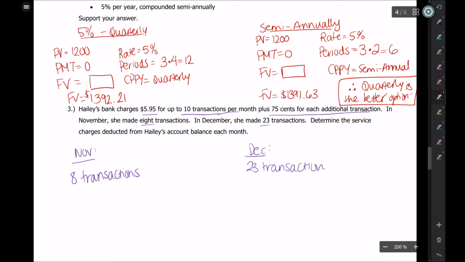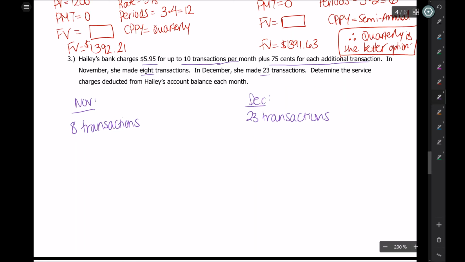So we want to find the service charges. Well, for November, 8 transactions, you know that you have to pay $5.95 no matter what, even if you have 0 transactions, all the way up to 10 transactions. So we can say right here in November, she's going to pay $5.95.